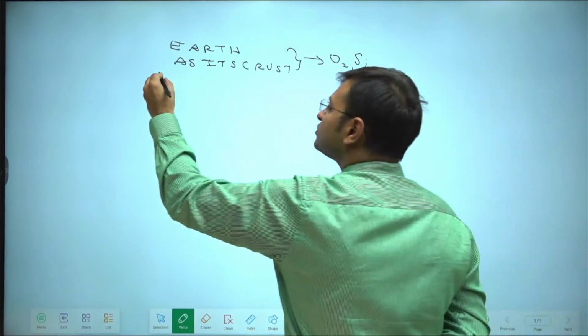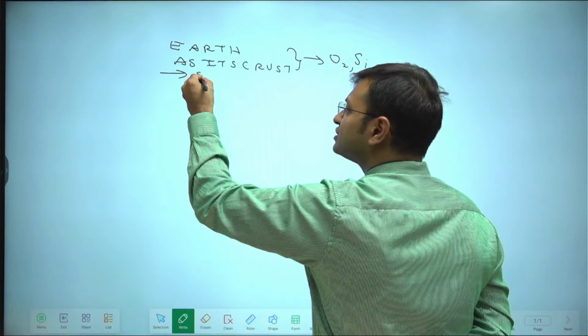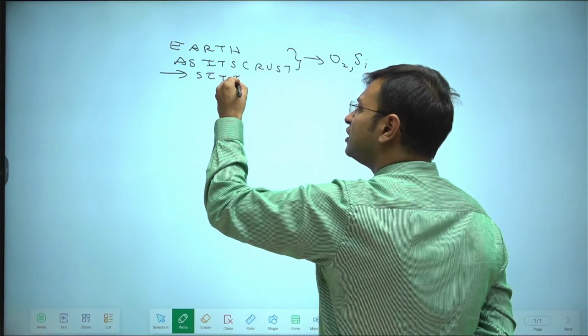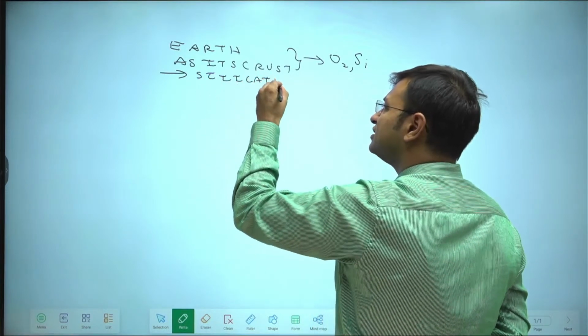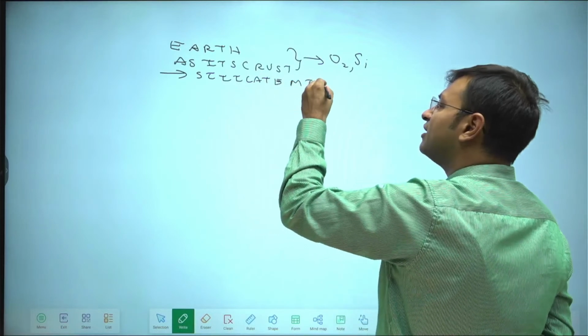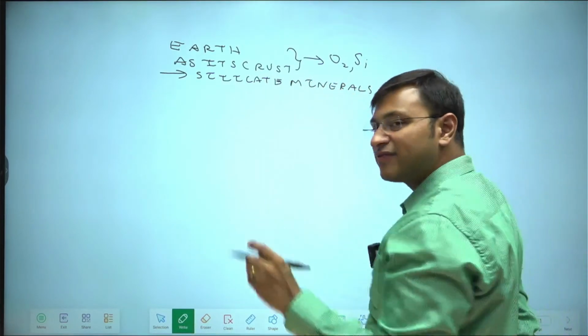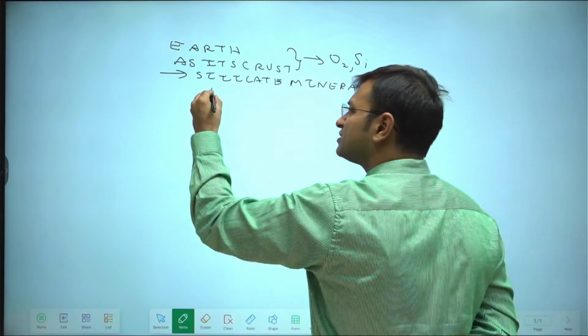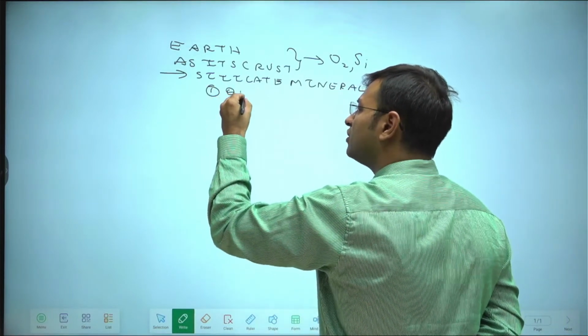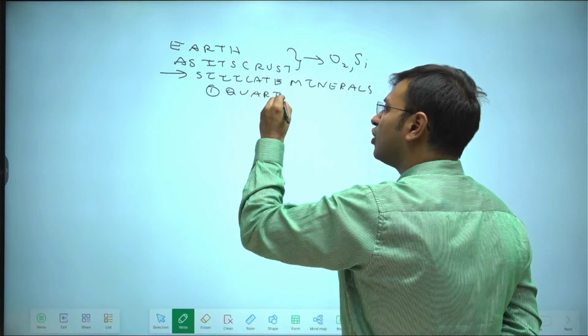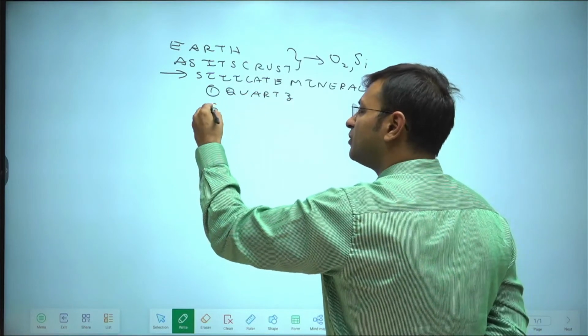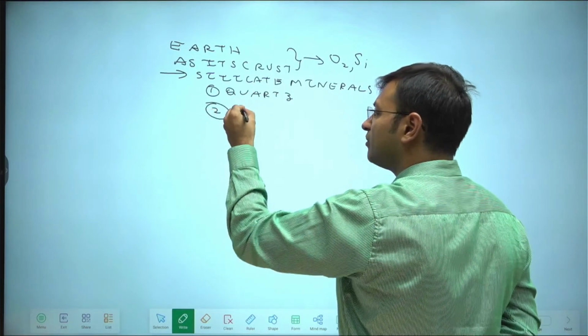So it becomes imperative for us to study the silicate minerals. And when we study the silicate minerals, you need to understand 5 to 6 examples. The first example of silicate minerals we all need to understand is quartz or quartzite. Then you need to remember, after quartz, feldspar.